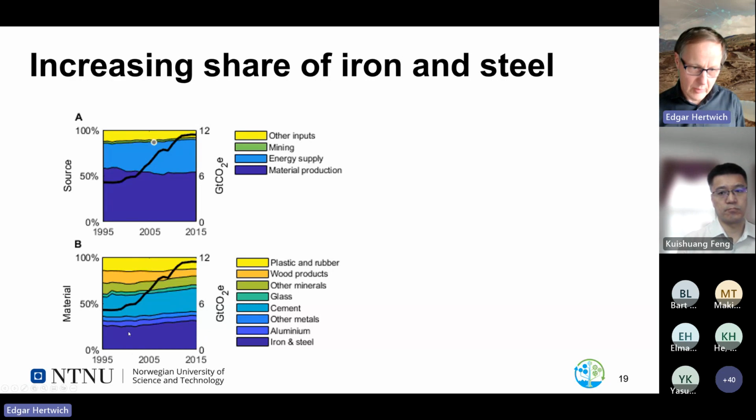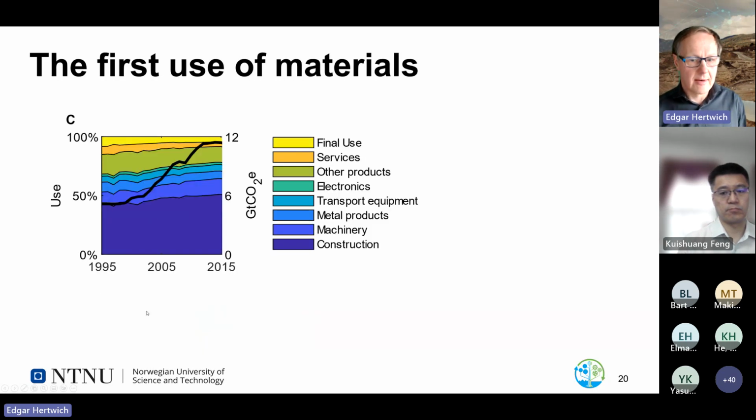Here again, it's the composition of materials. And here it is the demand. So which sector is demanding these materials? And we can see that close to 50% of the demand for materials is from the construction sector. The second most important sector is machinery and equipment.